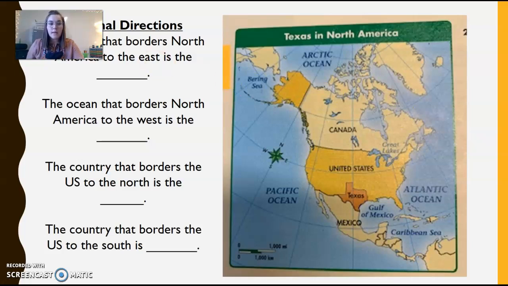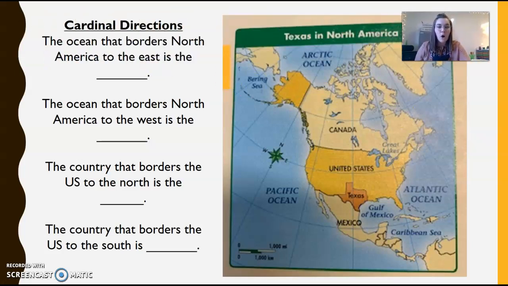All right, so in this, we are going to look at cardinal directions. So if you look at this map, we know the compass is pointing north, east, south, west. Those are our cardinal directions. So it's asking us about the ocean. So these are oceans, they're labeled. The ocean that borders North America, and that is what this continent is called, and we know that because it says Texas is in North America, and we know Texas is right here. This is the United States, so I'm assuming that this is all of North America. So the ocean that borders North America to the east.